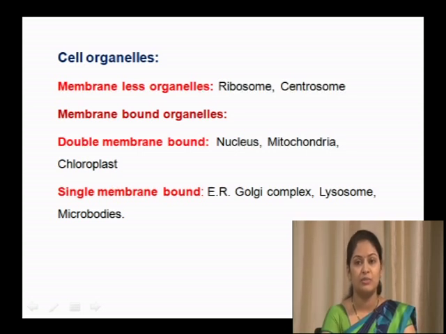Moving on to membrane-bound organelles, they can be classified depending on the number of membranes into double membrane-bound organelles and single membrane-bound organelles. Double membrane-bound organelles mainly include nucleus, mitochondria and chloroplast, because they are surrounded by two separate membrane systems, and single membrane-bound organelles include endoplasmic reticulum, Golgi complex, lysosomes and microbodies.